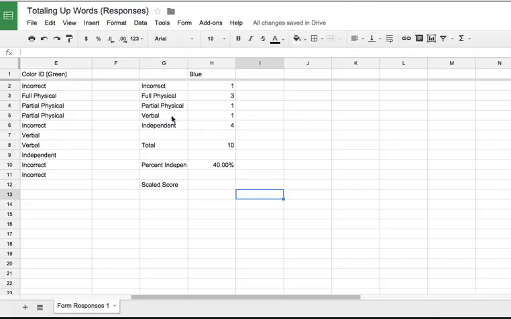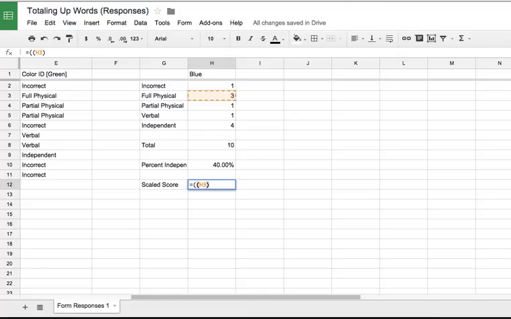So here's how we're going to calculate that. I'm going to come in here and write out a big formula. I'm going to type equals, parentheses, another parentheses, you'll see why in a second. I'm going to completely ignore the incorrects because they don't get any points. I'm going to do the physicals. I don't need to multiply it by anything because that's just going to be 1 point.